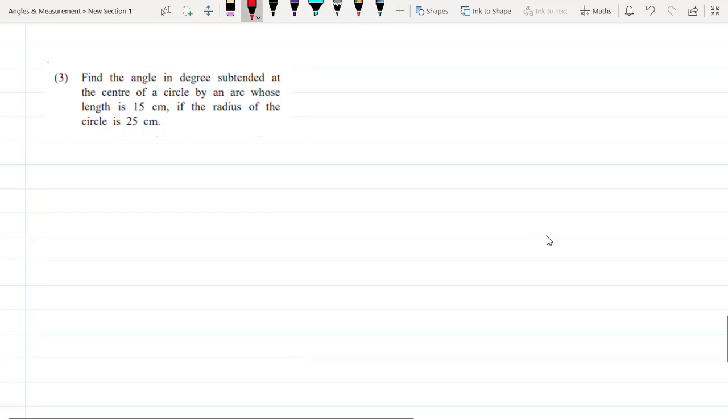Let's write the given information. Find the angle in degrees. So theta, in degrees, we have to find. Theta degree subtended at the center of a circle by an arc whose length is 15 centimeter. What information did they give here? Whose arc length is 15 centimeter means which parameter they have given?